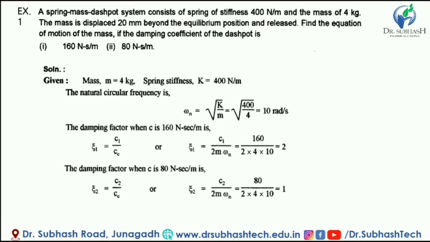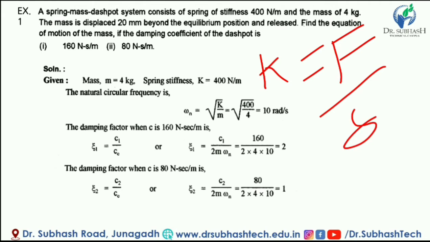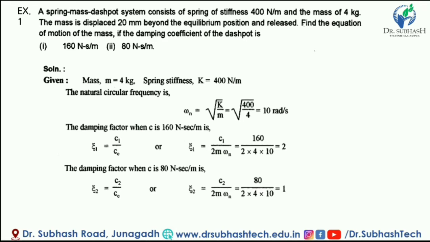Take the first example. First, see which data is given. The spring mass dashpot system consists of spring stiffness 400 Newton per meter. Spring stiffness is denoted by K, so K is given as 400 N/m. K is the force per unit deflection of the spring. Now mass is given, a mass of 4 kg.